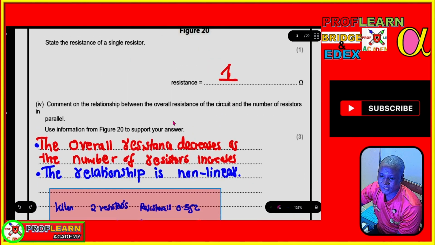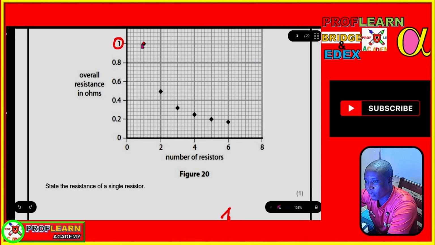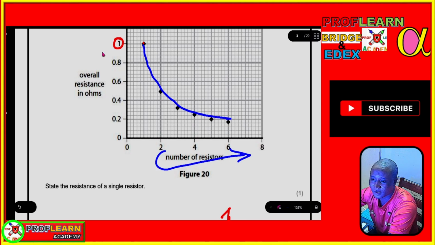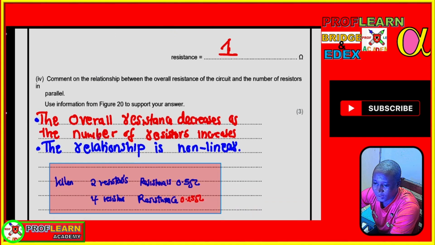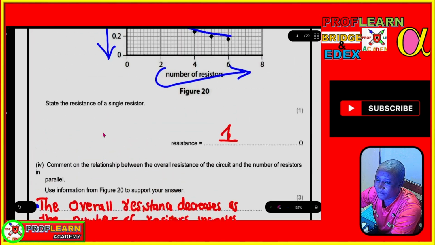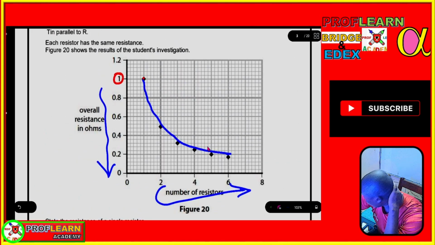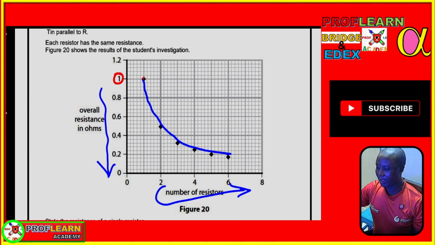Next question that is asked here. Comment on the relationship of the overall resistance and the number of resistors. So if you observe this graph, the points that were plotted show that as the number of resistors increases, overall resistance decreases. So we can say here that the overall resistance decreases as the number of resistors increases. And since the graph is a curve, not a straight line, that will mean that the overall resistance decreases.